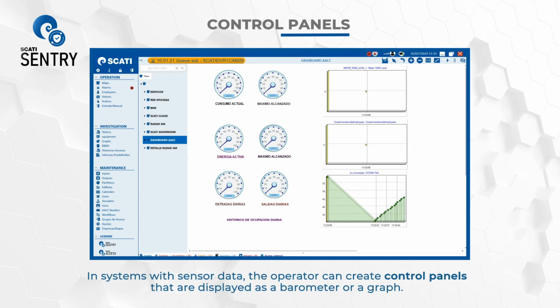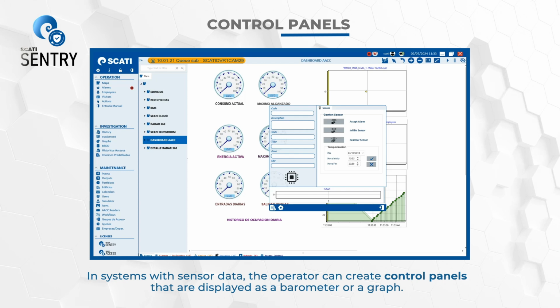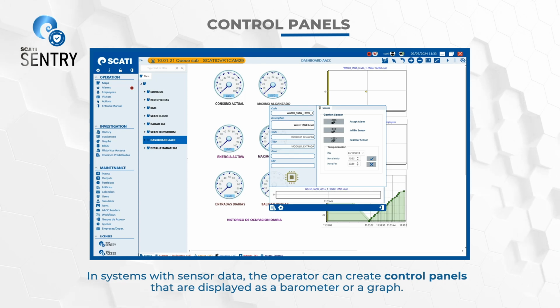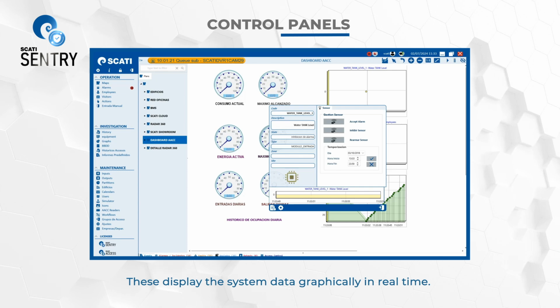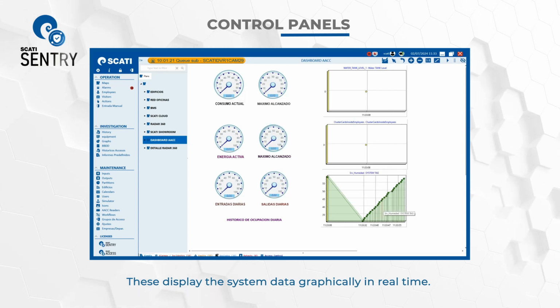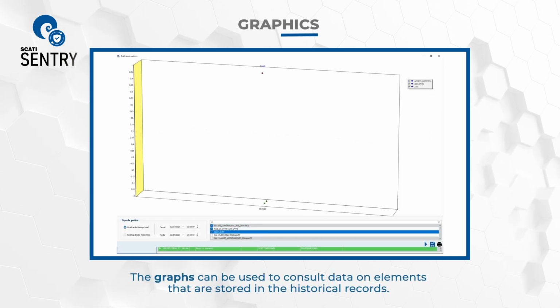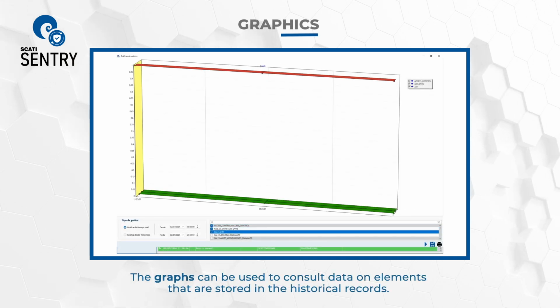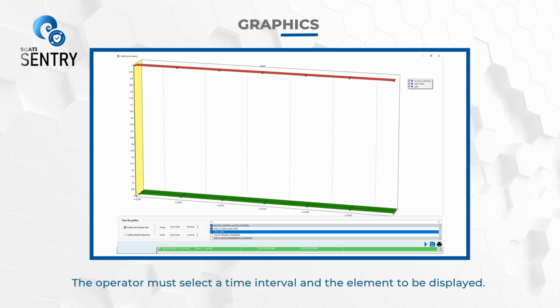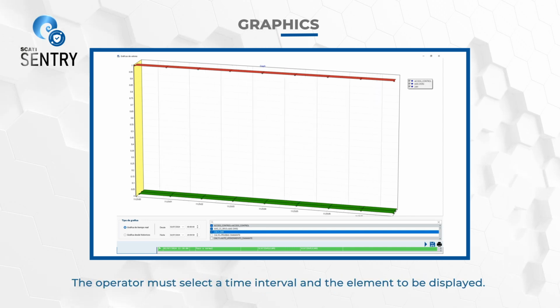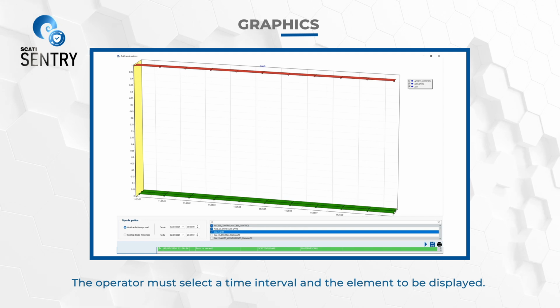In systems with sensor data, the operator can create control panels that are displayed as a barometer or a graph. These display the system data graphically in real time. The graphs can be used to consult data on elements that are stored in the historical records. The operator must select a time interval and the element to be displayed.